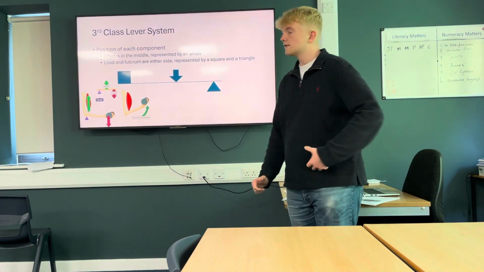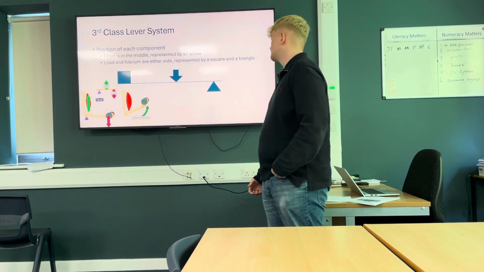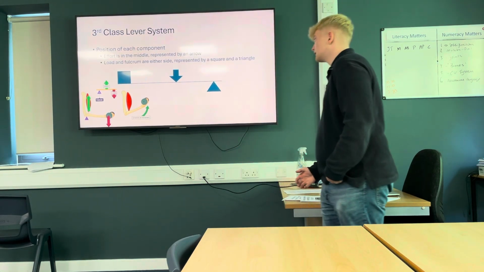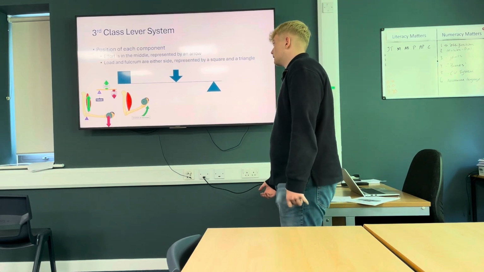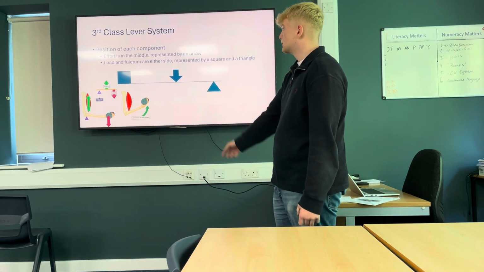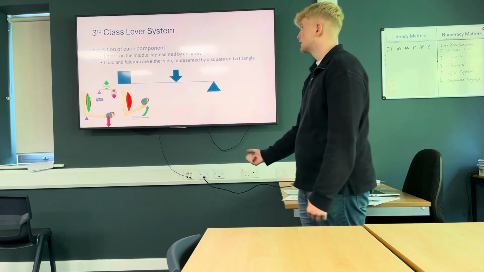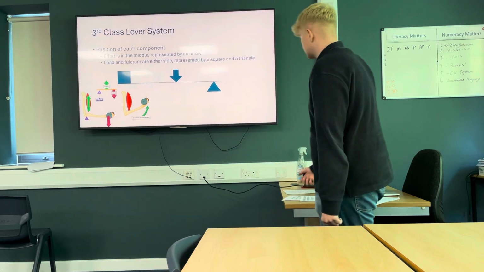And then a third class lever system, the effort is in the middle, the fulcrum at one end, and then the load at the other end. An example of that would be a bicep curl. You can see the fulcrum being the elbow joint, the effort being represented by the bicep, and then the load is the forearm and the weight that's in the hand.